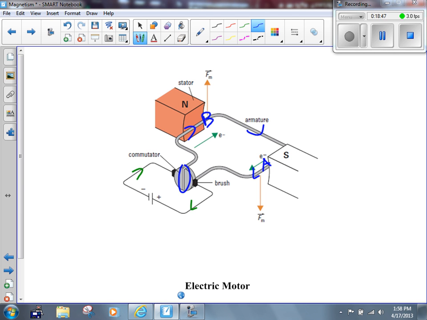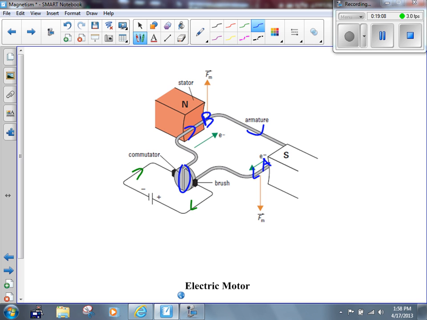So it spins. Okay, the magnetic force stops, but it keeps spinning because of inertia. Then the magnetic force starts acting again, spins again, again. The cycle keeps repeating itself over and over again. So ultimately, this armature keeps spinning around as a result of this magnetic force and its inertia.